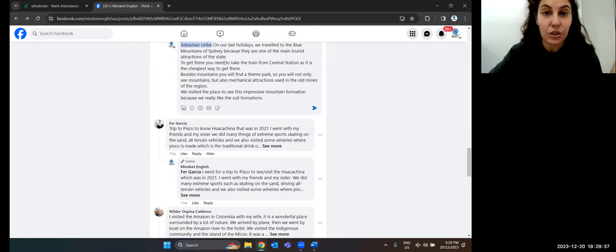To get there, you needed, so we need to put this in the past. To get there, you needed to take the train from Central Station as it is the cheapest way to get there. Besides the mountains, so next to, is that what you mean? Besides the mountains, you will find a theme park. So you will not only see mountains, but also see mechanical attractions used in the old mines of the region.